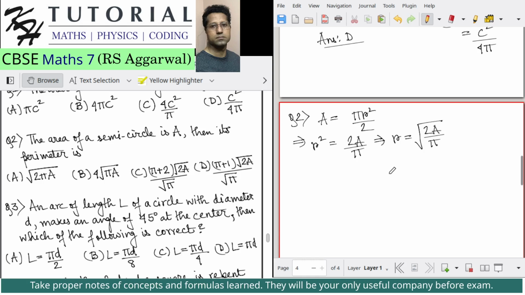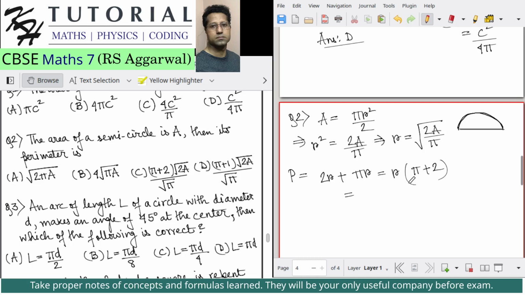Now we have to find its perimeter. What is the perimeter of a semicircle? We know that a semicircle is like this. So the perimeter is this part, which is half of the circumference, plus the diameter. The diameter is twice r, so it will be twice r plus half of the circumference, which is pi r, because the full circumference is 2 pi r. So this is r multiplied by (pi plus 2).